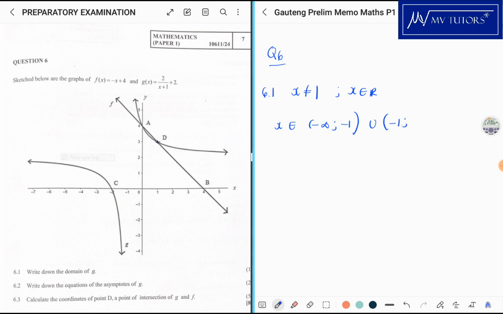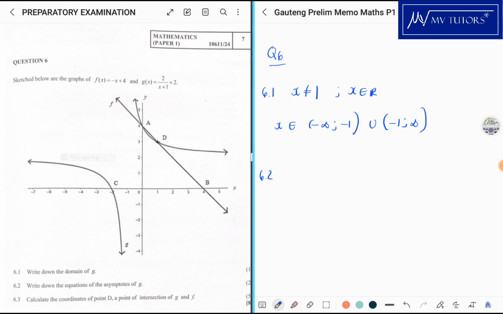Also minus 1 all the way to positive infinity. Remember, we're not using closed brackets here because minus 1 cannot be included. All right, and then 6.2, write down the equations of the asymptotes of G.